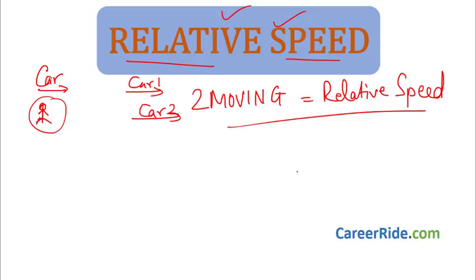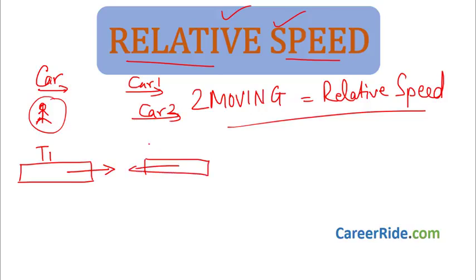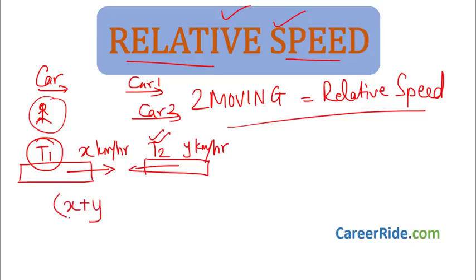Now there are 2 concepts in relative speed and they are very easy. Let us assume that we have a train called T1 moving in this direction, and another train called T2 moving in the opposite direction. Train 1 is moving at the speed of x kilometers per hour, and train 2 at y kilometers per hour. What will be the relative speed of train T1 with respect to train T2? It is simply given by x plus y.